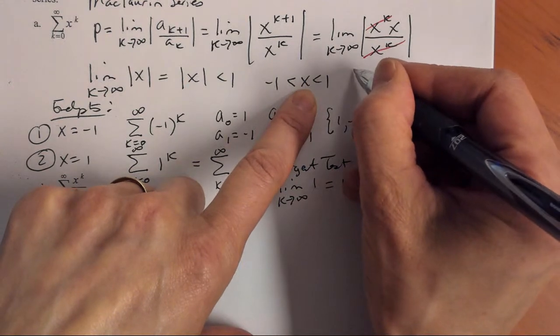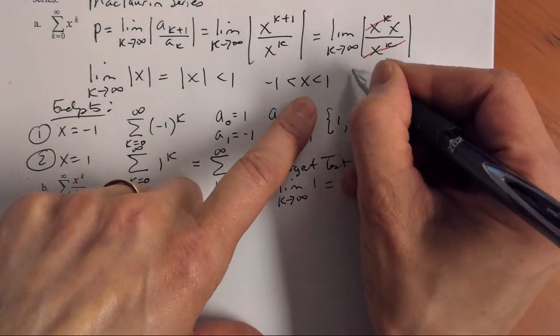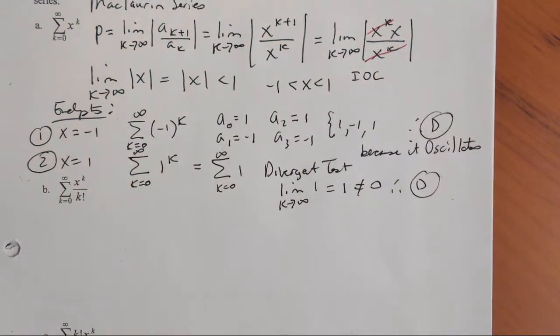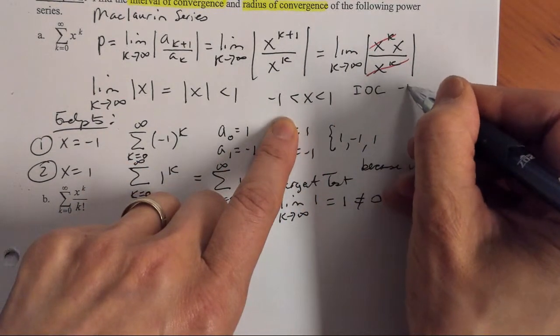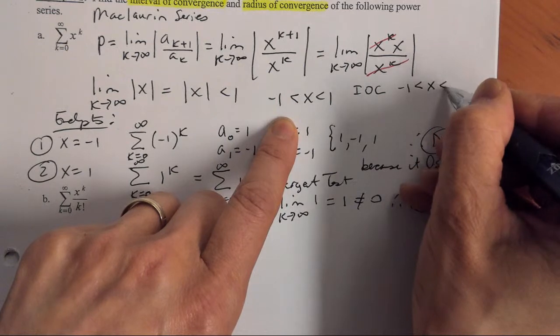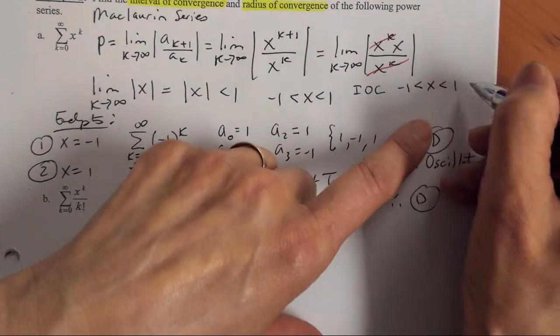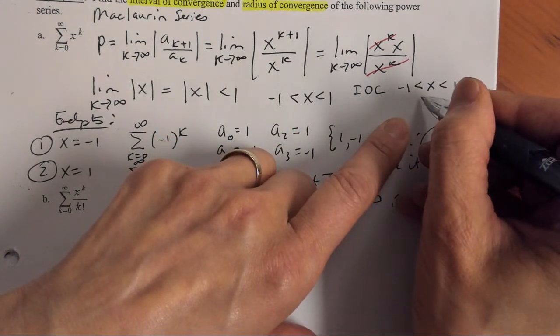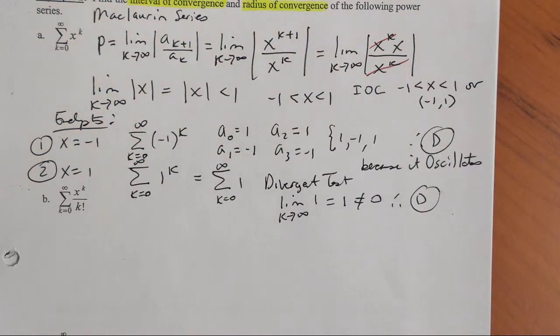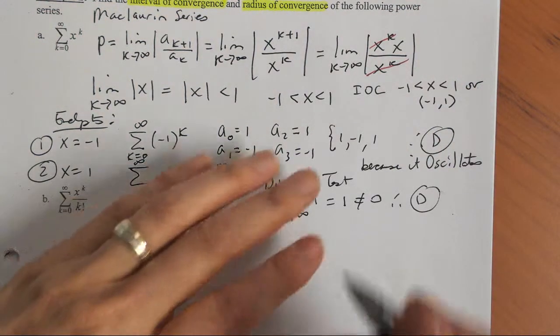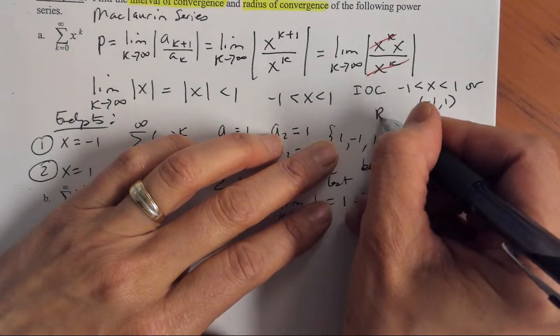So I'm going to just use the abbreviation interval of convergence, that's going to equal -1 is less than x is less than 1, or you could write it in interval notation as -1 to 1. So those are parentheses. Okay, so that's the first part. And then what is the radius of convergence?